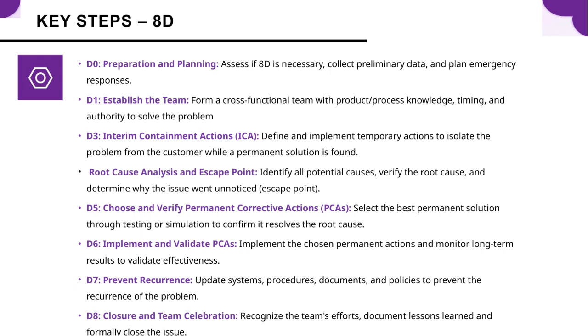Preventing recurrence is next. We update our systems, procedures, documents, and policies to ensure this problem doesn't happen again. Finally, we reach closure and team celebration. We recognize the team's efforts, document lessons learned for future reference, and formally close the issue, celebrating our success in solving the problem. These steps, these key points, are what drive effective problem resolution and continuous improvement in our processes.